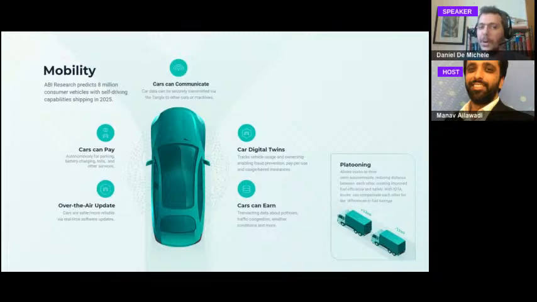So this is a very cool vertical, and IOTA also has been in touch with Volkswagen. Actually, Land Rover and Jaguar are doing some stuff. They are trying to integrate an IOTA wallet on their cars. So I really like this vertical.